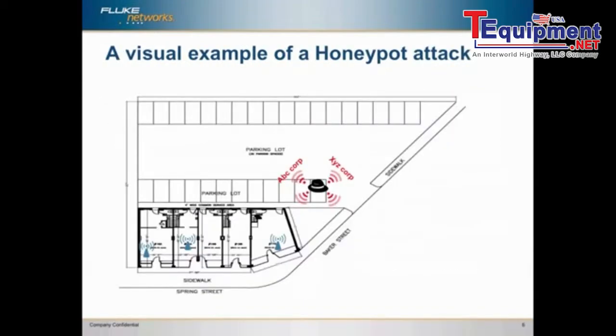Okay. Here's a visual example of what a Honeypot AP attack could look like. It's again an attacker in the parking lot broadcasting SSIDs from his car with a high gain antenna, really trying to penetrate the inside of the buildings to be able to get the clients to connect.